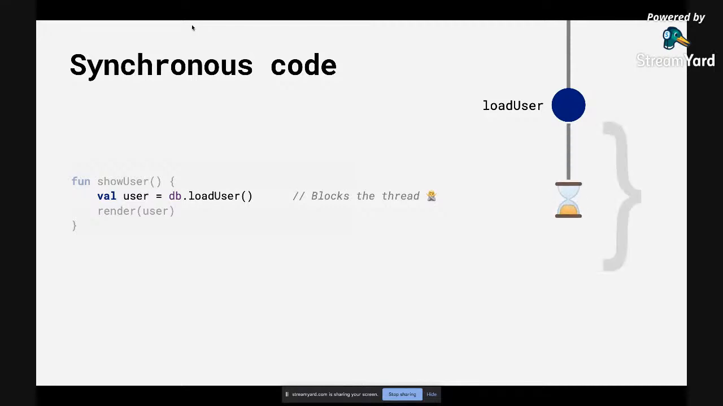Once the data is loaded from the database, the render function is called, which renders the user data on the UI. So there are multiple ways to tackle this. Let's look at how we can tackle this problem using coroutines.